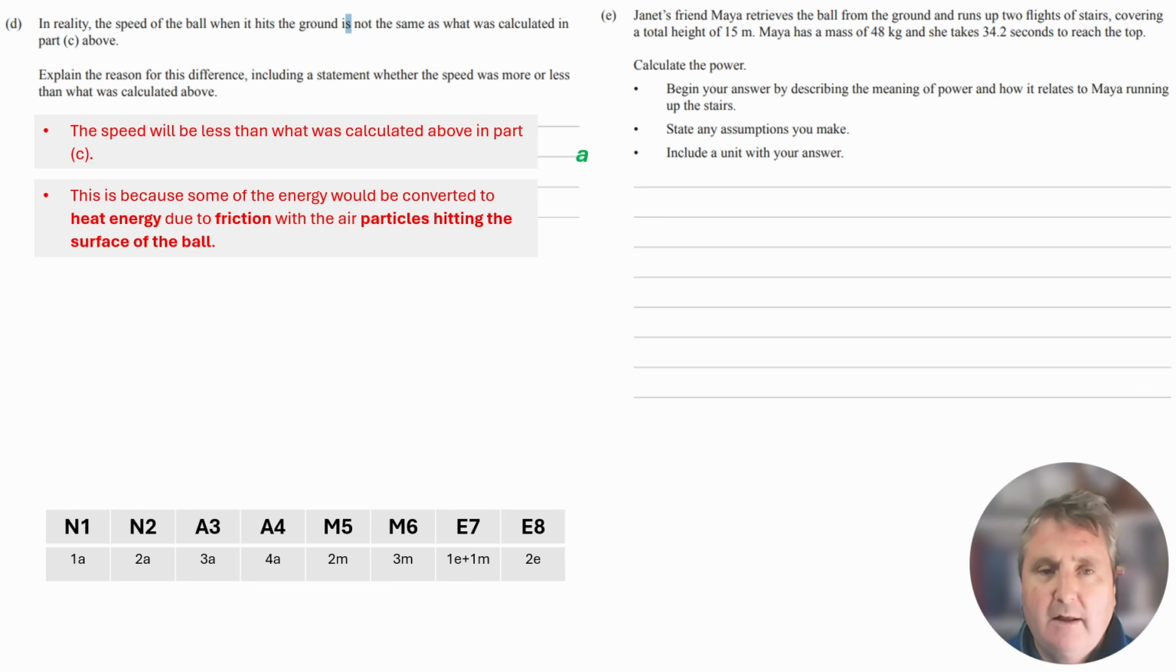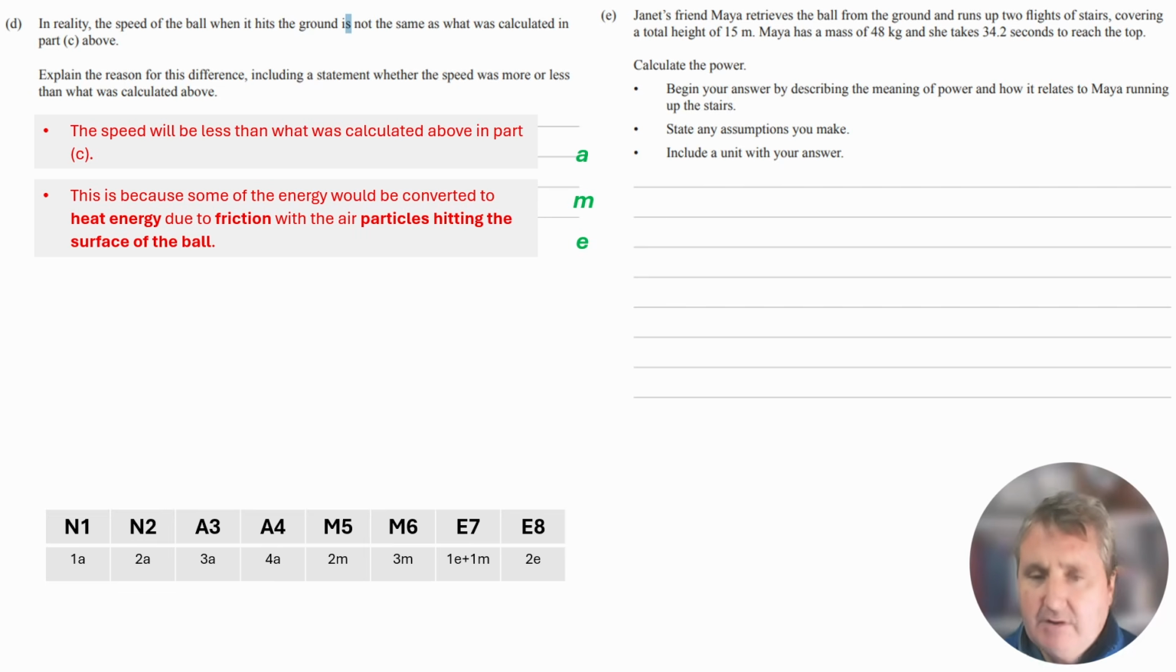I'll get an achieved here if we said the speed was less, or we said that they lost some energy due to air resistance. A merit if the speed will be less and some energy is lost due to air resistance, friction, drag, heat, whatever. Excellence if we can write the statement correctly. So if I said it's less because we lost some due to heat energy, merit. But if I said it actually lost it due to heat energy because the friction of the particles will transform some of the energy into heat, that's where I get my excellence.